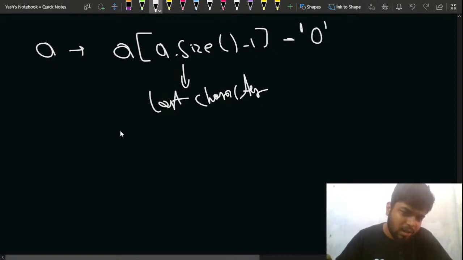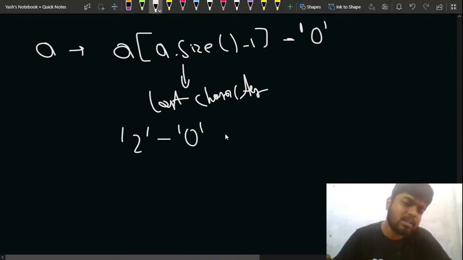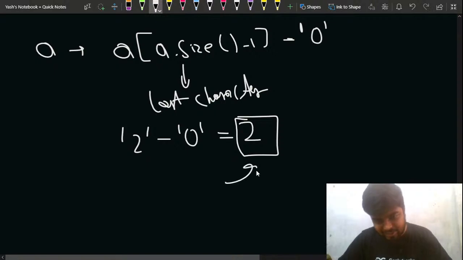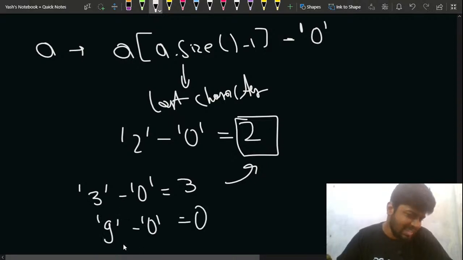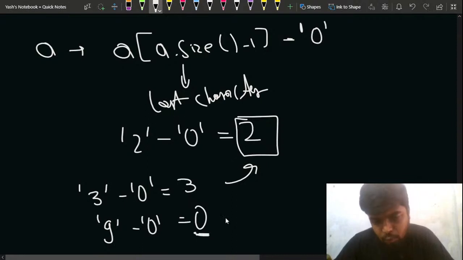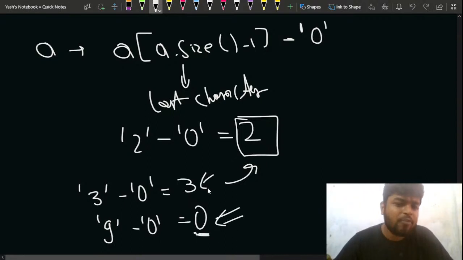So suppose that I have got a character, let's say 2 as last character. After that, if I am subtracting it by 0, the answer will come out to be 2, right? So now I'll get this 2. Similarly, if I am getting a 3 and I subtract it with character 0, then I'll be getting 3. Everyone will agree to this, right? 9 minus this 0 gives me a 9. The ASCII values are getting subtracted, but you are getting the answer that you want. That is the last digit of a.